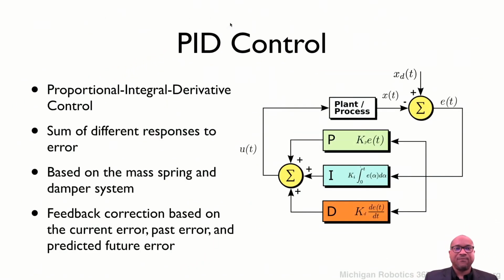So let's go and focus on PID control. PID stands for proportional integral derivative control. What this is really thinking about is error, the error between our desired and current state, and then looking at it from different perspectives, where we provide feedback correction based off of the current error, the past error, and the predicted future error. This PID controller will behave like a mass spring and damper system. Let's cover that in more detail.